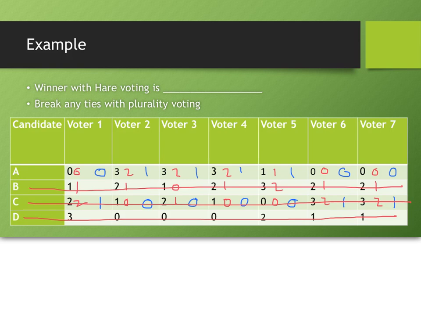And our champion with the hair system is A. Okay? So hopefully you saw how that worked, and that's not too intimidating. But champion with the hair system is going to be A. All right?